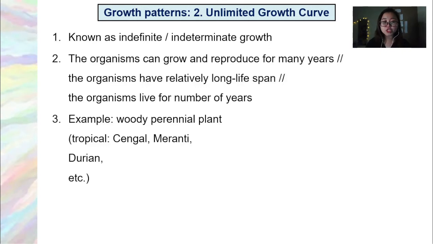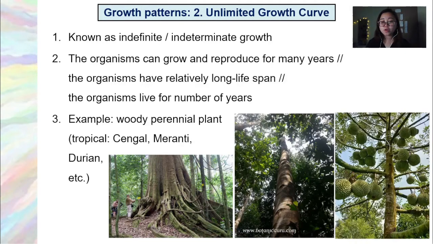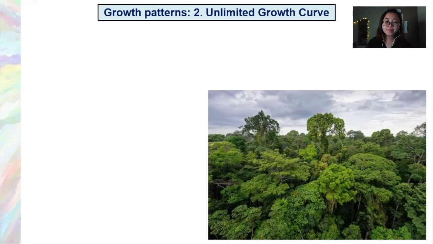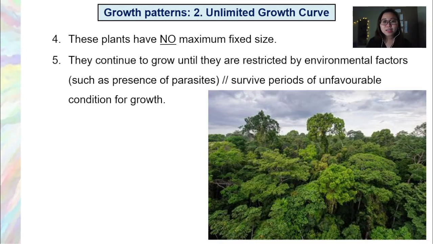Examples of plants that show this unlimited growth curve are tropical plants such as pokok cengal, pokok meranti, pokok durian, etc. So these plants, they have no maximum fixed size. If you leave them alone, they're just going to keep growing as much as they can. So they'll continue to grow until they are restricted by environmental factors, such as the presence of parasites or if people go and cut them down. They can survive periods of unfavorable condition for growth.